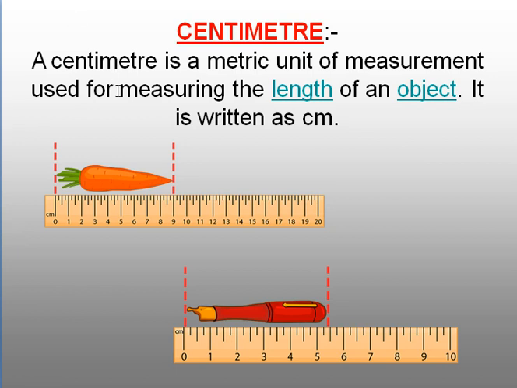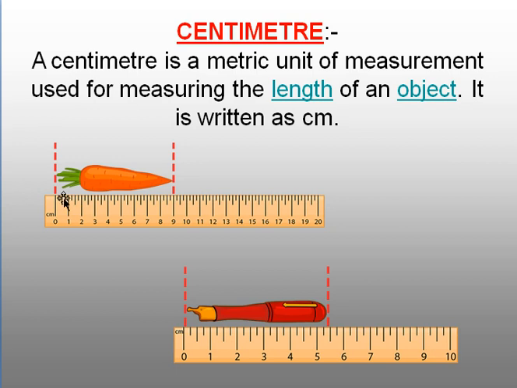A centimeter is a metric unit of measurement used for measuring the length of an object. It is written as cm. Centimeters are generally measured using the centimeter scale that you generally have in your pencil boxes. Those are small scales of length of about 15 centimeter. The longer ones are 30 centimeter scales.